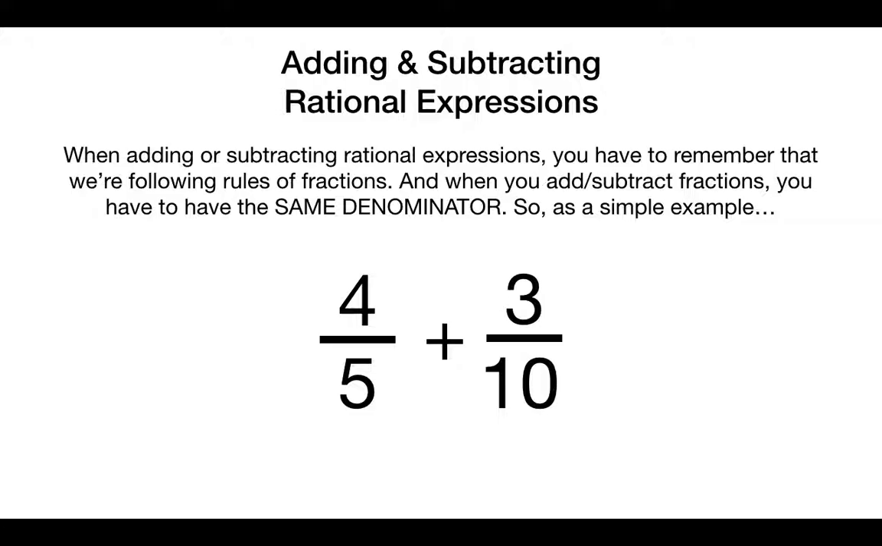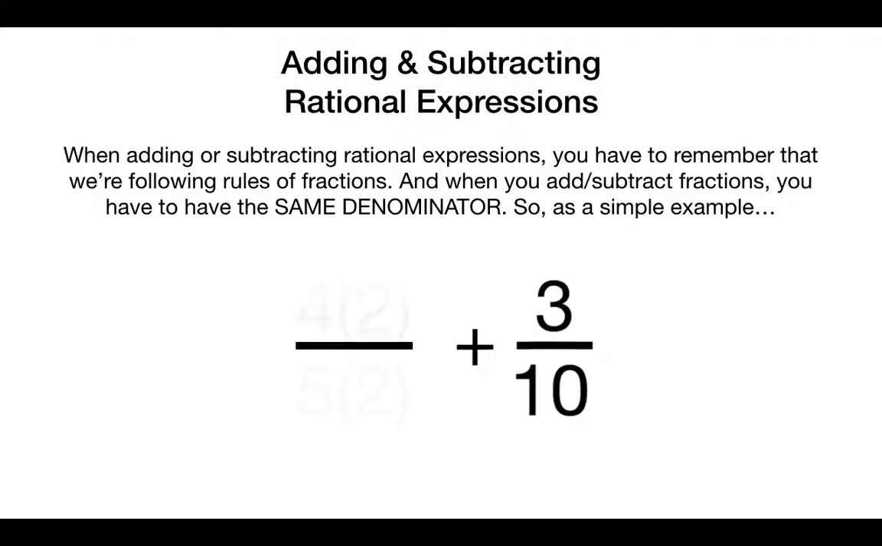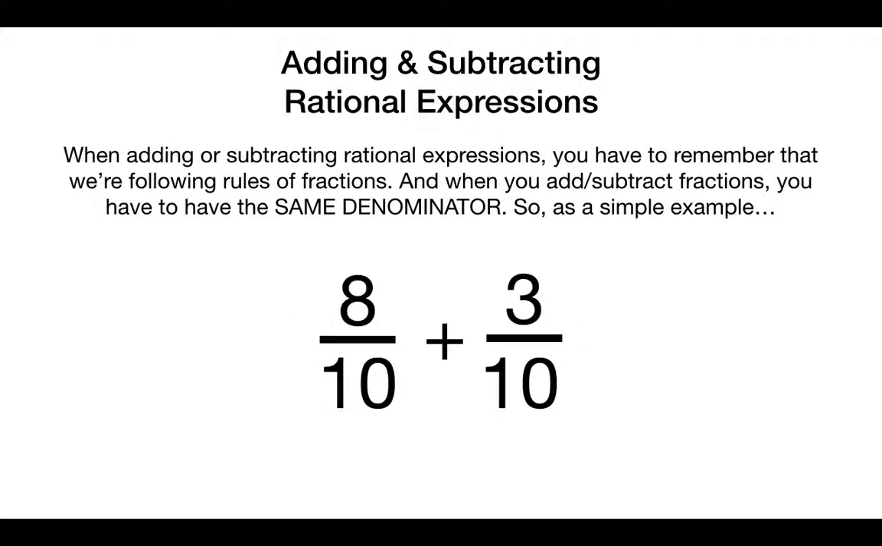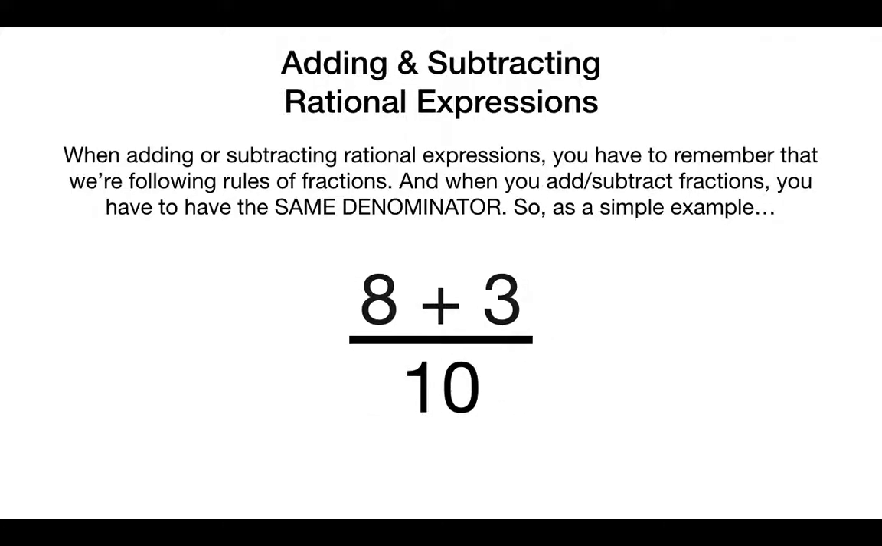So what I want to do is get the first fraction to have a denominator of 10. If I multiply the bottom by 2, I also have to multiply the top by 2, because 2 over 2 is basically multiplying by 1. So 4 times 2 is 8, 5 times 2 is 10. We get 8 over 10 plus 3 over 10, which means we can combine them. 8 plus 3 is 11/10.